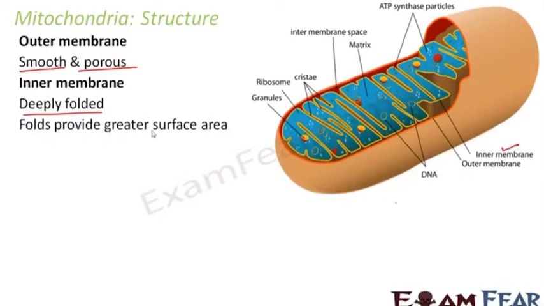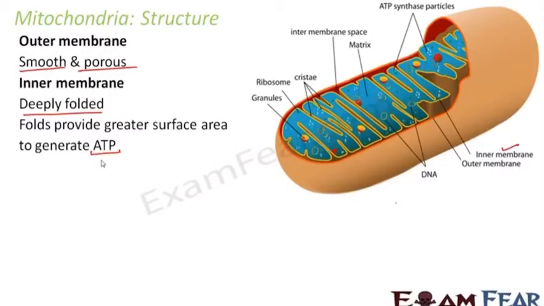These folds provide greater surface area. Now because of these folds, it will provide greater surface area to the structure to generate ATP. What is ATP? ATP is adenosine triphosphate. These ATP molecules are the ones which are being used as energy. So these adenosine triphosphate molecules are nothing but energy. Energy is produced in the form of these ATP molecules, right?